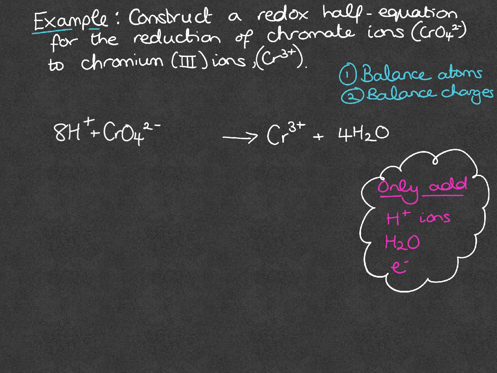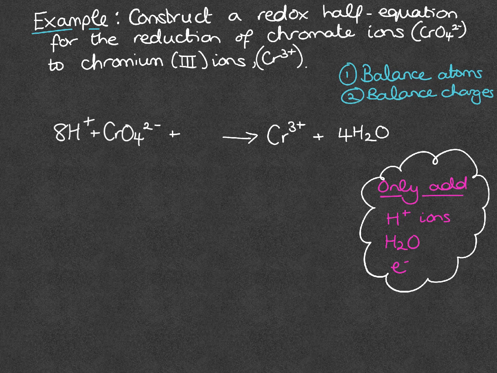I can then move on to balancing the charges. So overall, on the left-hand side here, I've got 8 pluses and 2 minuses. So overall, this left-hand side of the equation is 6+, and the right-hand side of the equation is 3+. So I need to make those match, and I'm only allowed to use electrons to do that. So electrons are going to take charge away. So I'm going to put these electrons on the left-hand side and reduce that overall 6 positive charge so that it can match the 3 positive charge.